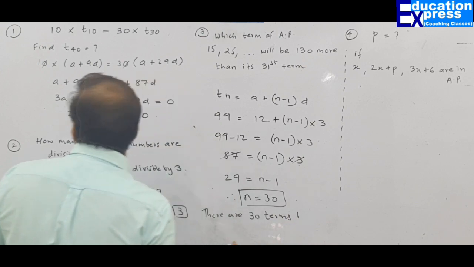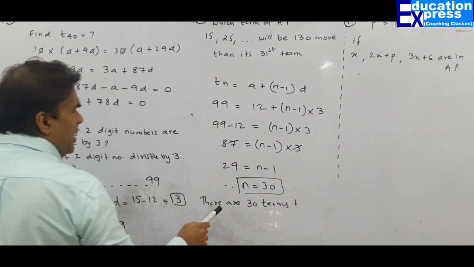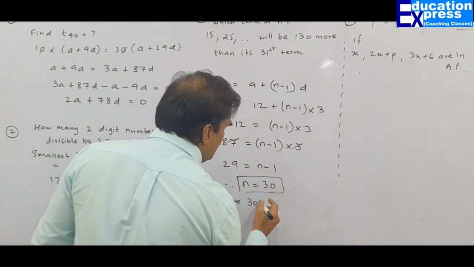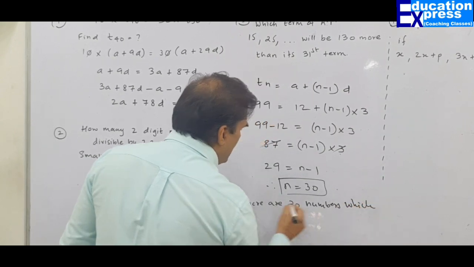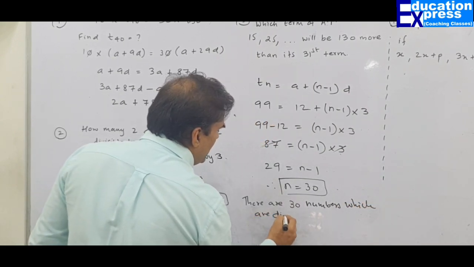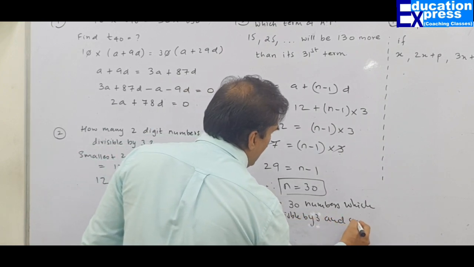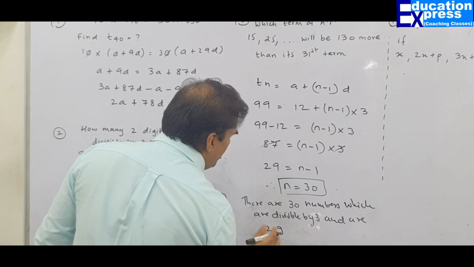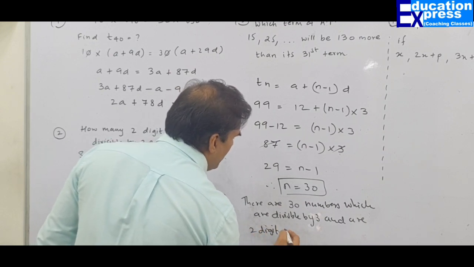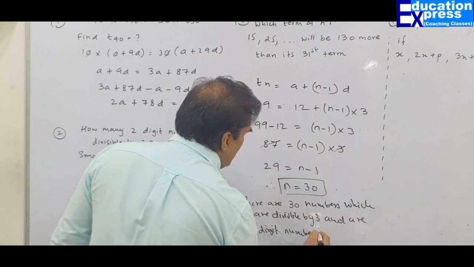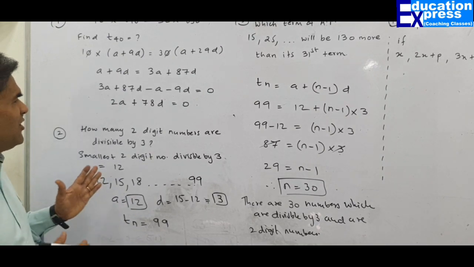What is the question? How many two-digit numbers are divisible by 3? So there are 30 numbers which are divisible by 3 and are two-digit numbers. So among two-digit numbers, there are 30 numbers which are divisible by 3.